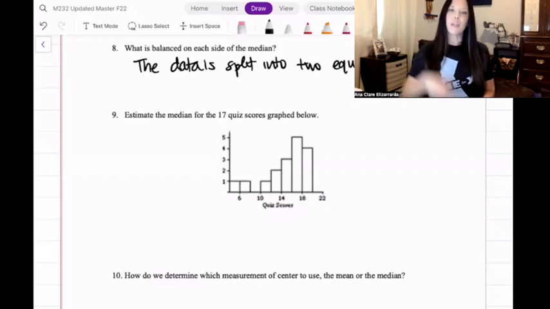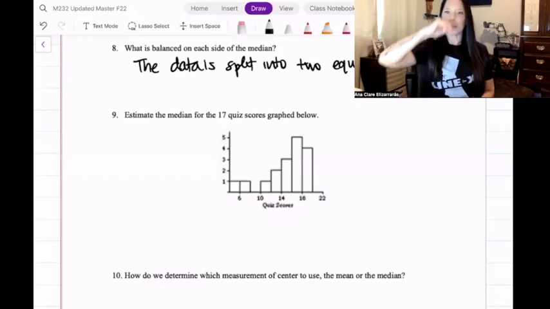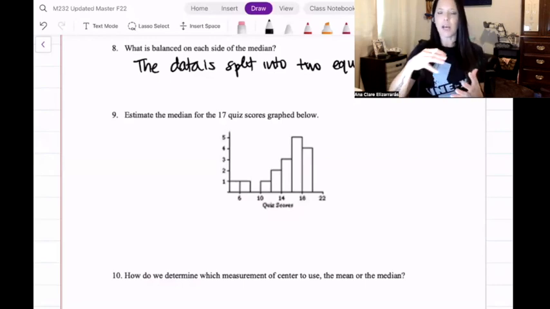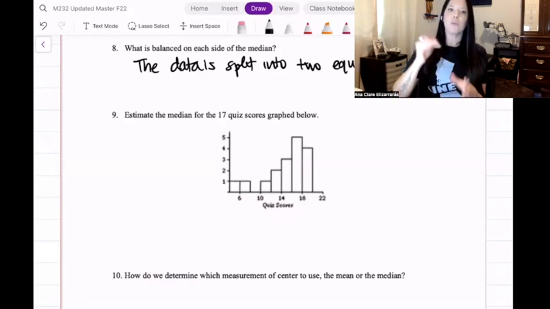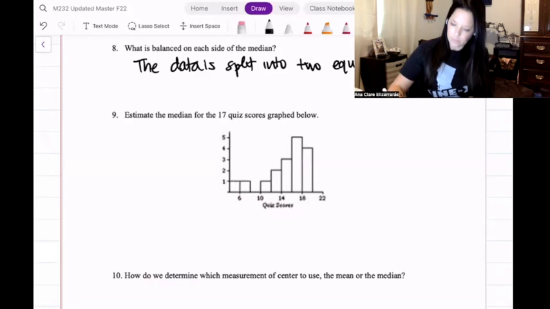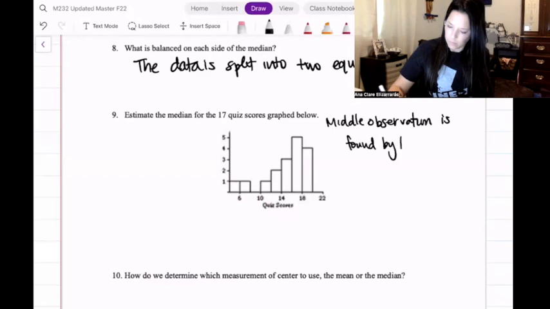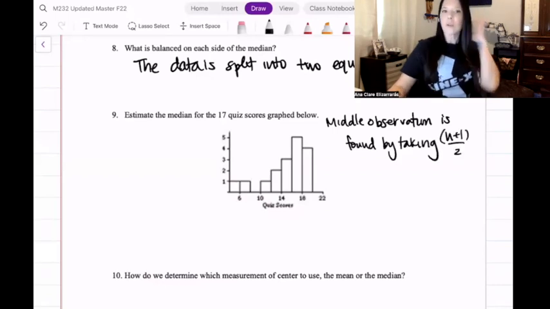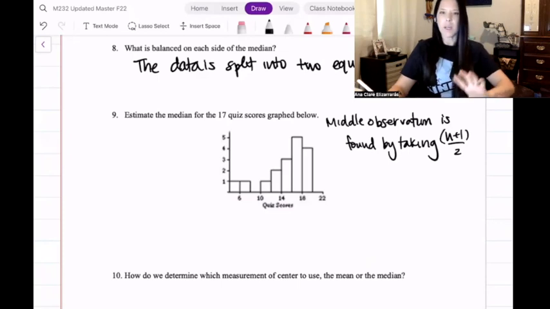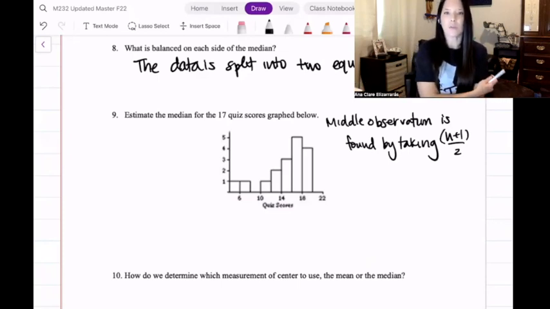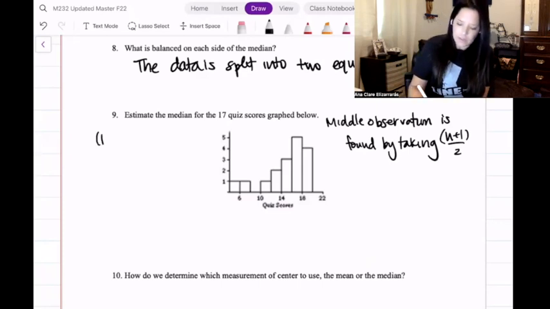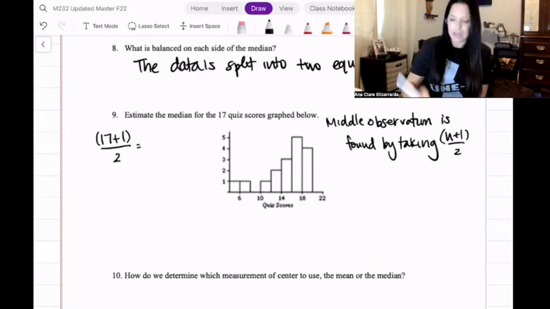Okay. When you are estimating the median from a histogram, if you know how many data points there are, you can use the formula n plus 1 divided by 2 to find your middle observation. In this case, for question number 9, we're told that there are 17 quiz scores. That means we know that n is 17. That's our sample size. So we take 17 plus 1 divided by 2. That's 18 divided by 2, which is 9.